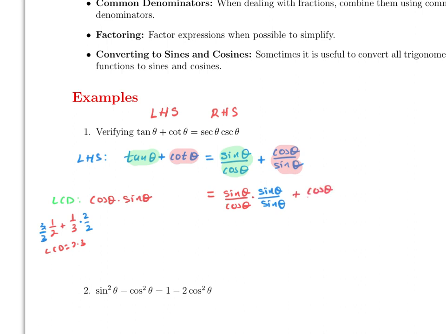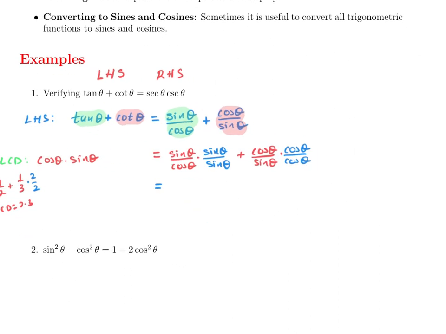This is cosine theta over sine theta, and this one is missing cosine, so you multiply by cosine. Now if you simplify the top, notice that sine times sine will give you sine squared theta, and on the bottom you have cosine theta times sine theta, and on the other side you're going to have cosine squared theta over sine theta cosine theta.